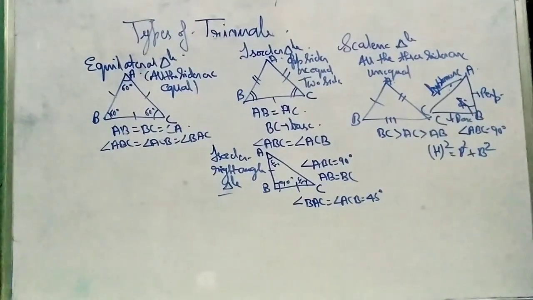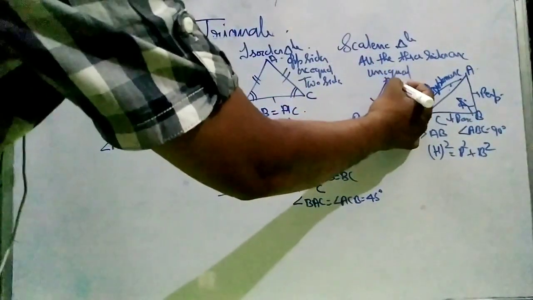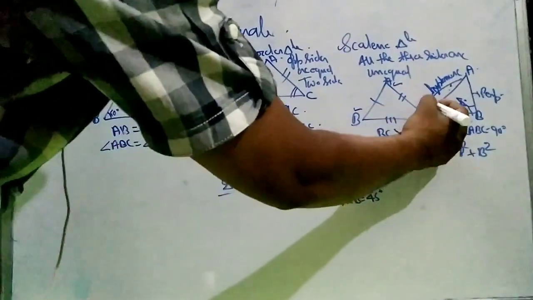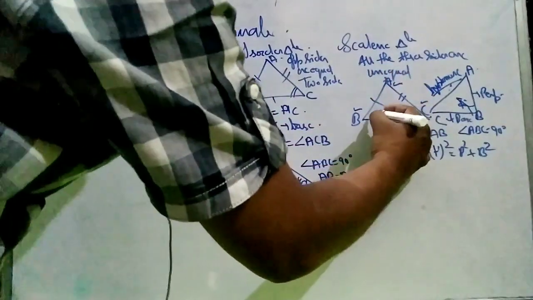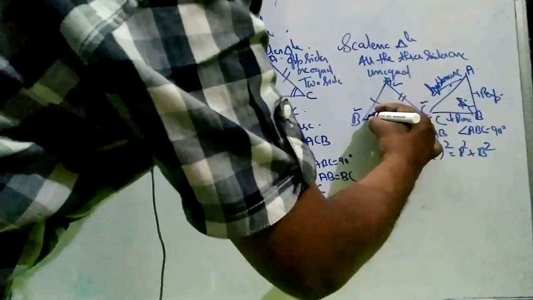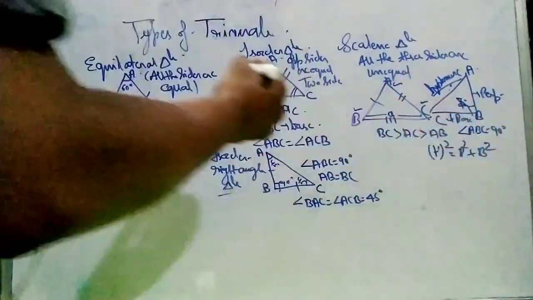One more important thing that we have to discuss, that if you are marking this vertex as A, this vertex as B and this vertex as C, then the side which you are mentioning in front of vertex A will be mentioned by small a.